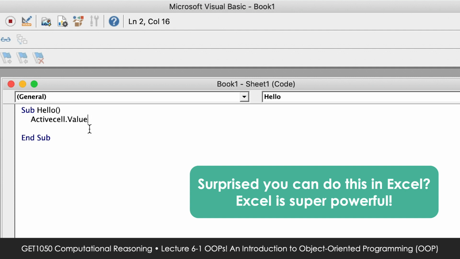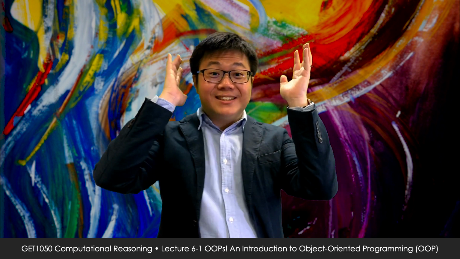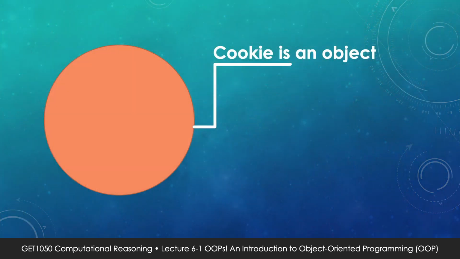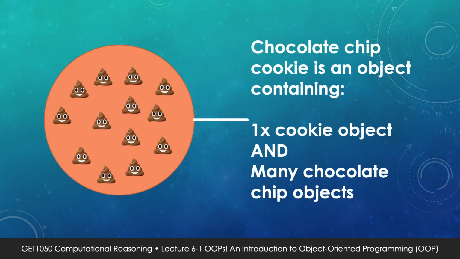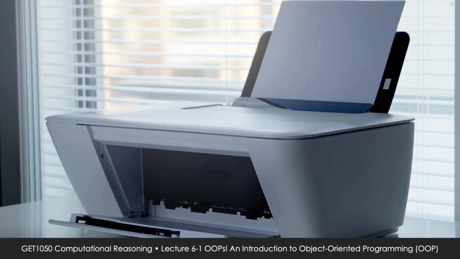Now, let's make things more interesting, shall we? In OOP, we can have objects embedded within objects. Whoa, that sounds insane, man, but it's a pretty common occurrence even in daily life. Think about it. A cookie is an object, so too is a chocolate chip. A chocolate chip cookie is a cookie object with many chocolate chip objects inside. Whoa, right? Objectception, man.